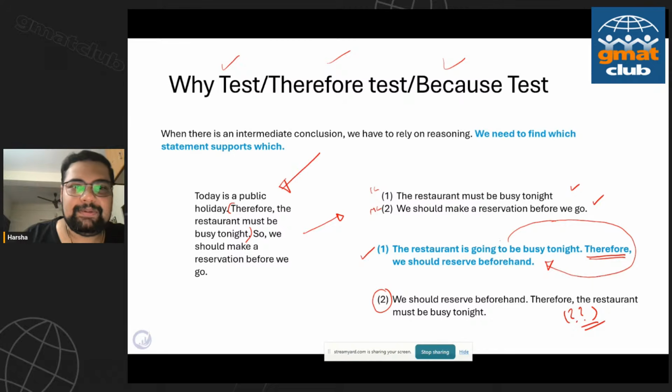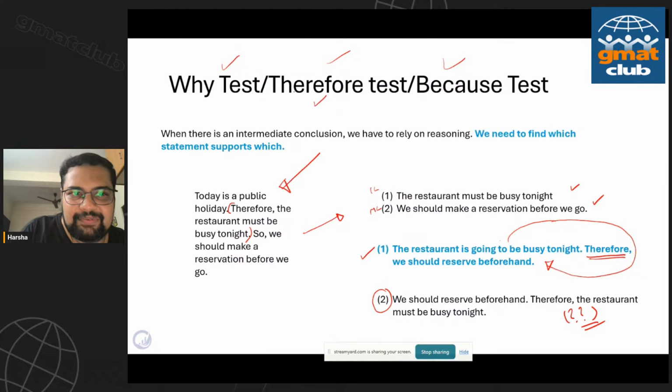The other way to think about this is why and because, right? You could also ask the question. So, idea one: the restaurant must be busy tonight. Why? Because we should make a reservation before we go. That doesn't make sense, right? The restaurant must be busy tonight. Why? Because we should make a reservation. That doesn't make sense. The flip side makes sense. We should make a reservation for this restaurant before we go. Why is that? Because it's going to be busy tonight. That makes sense. So I hope the essence of this test is clear.